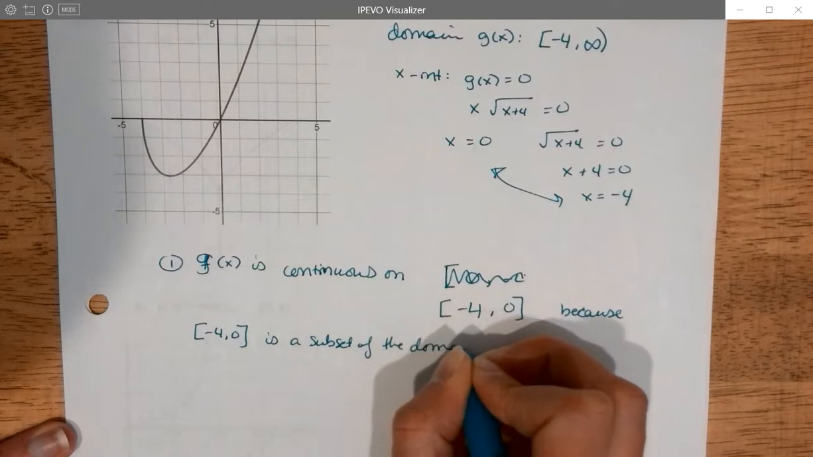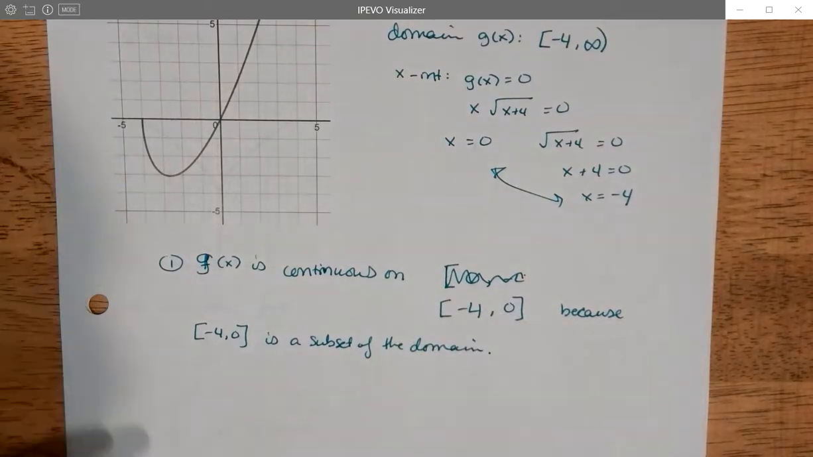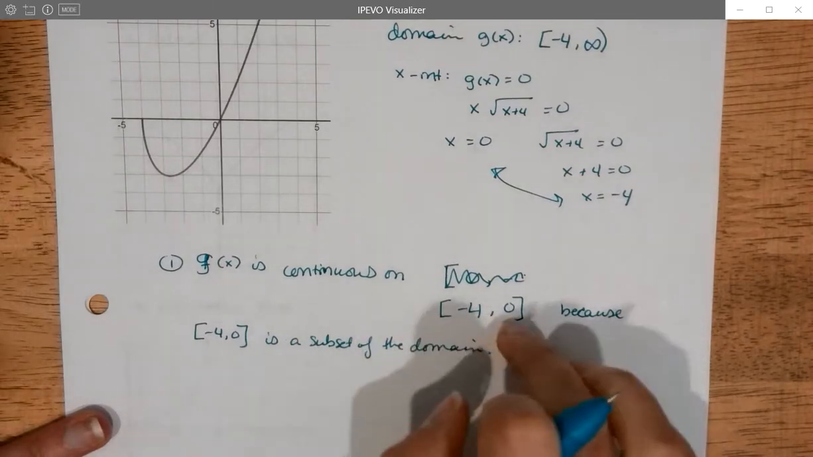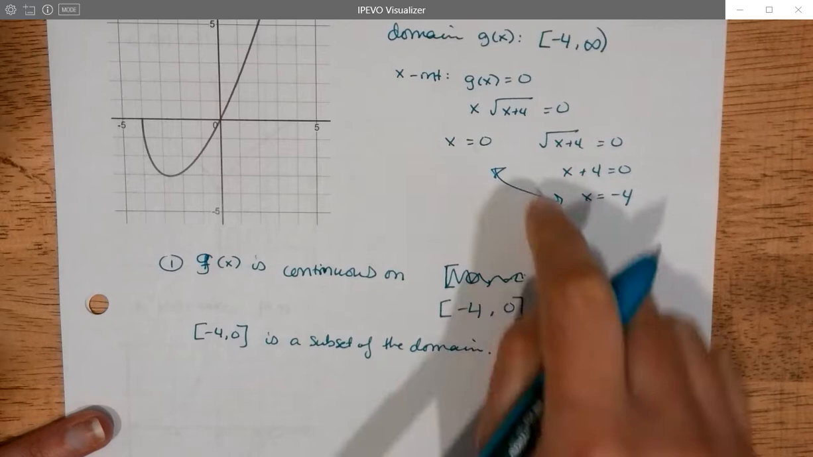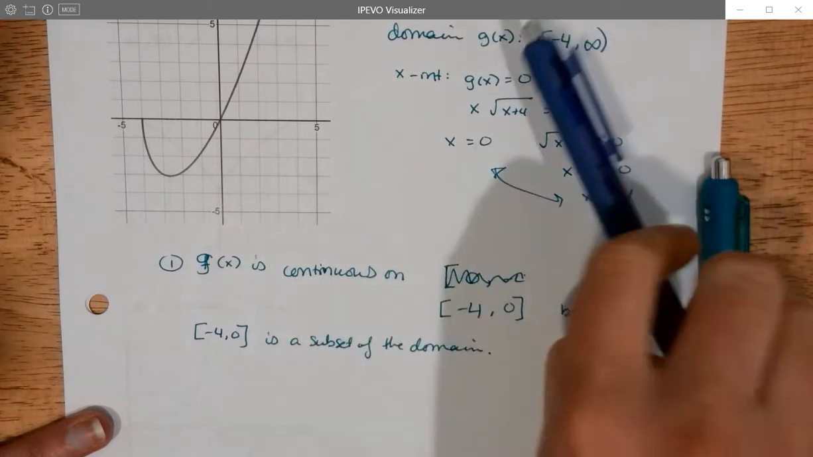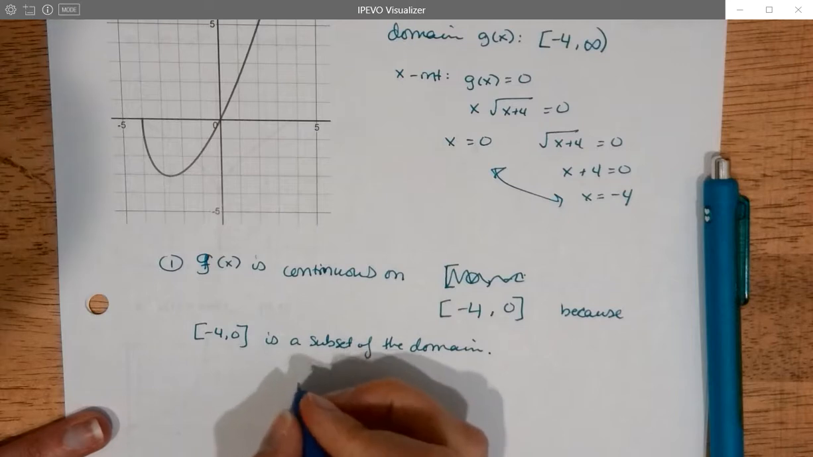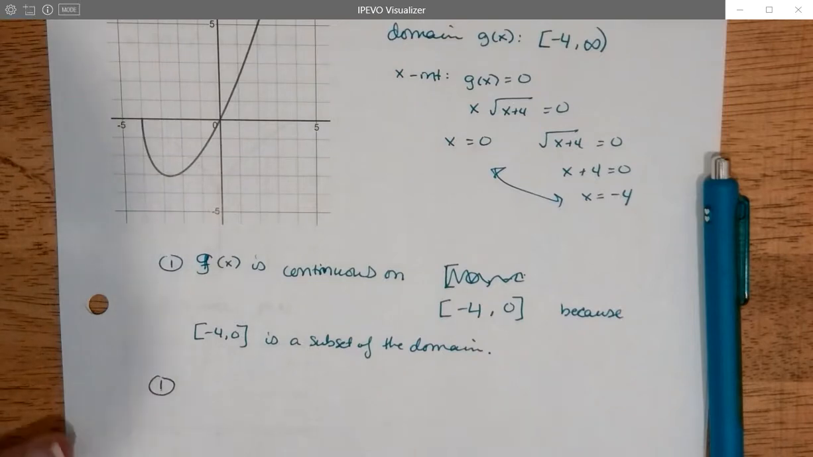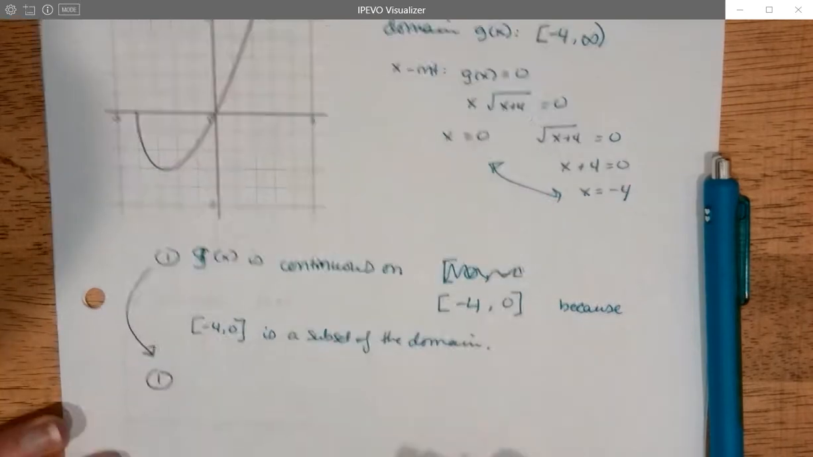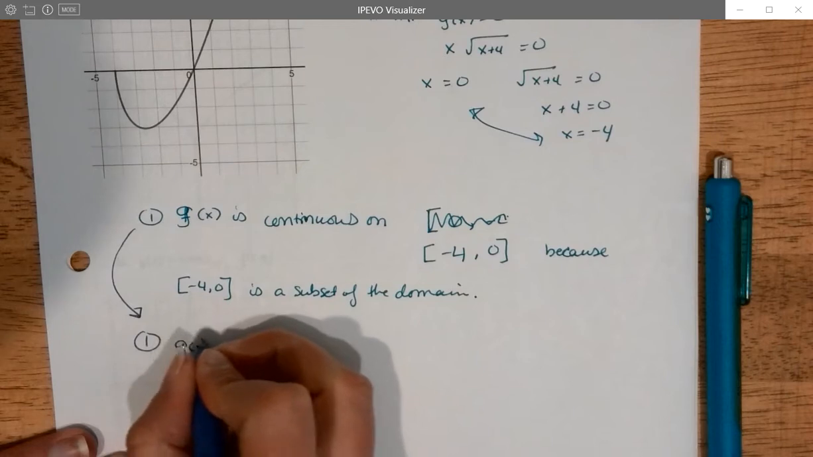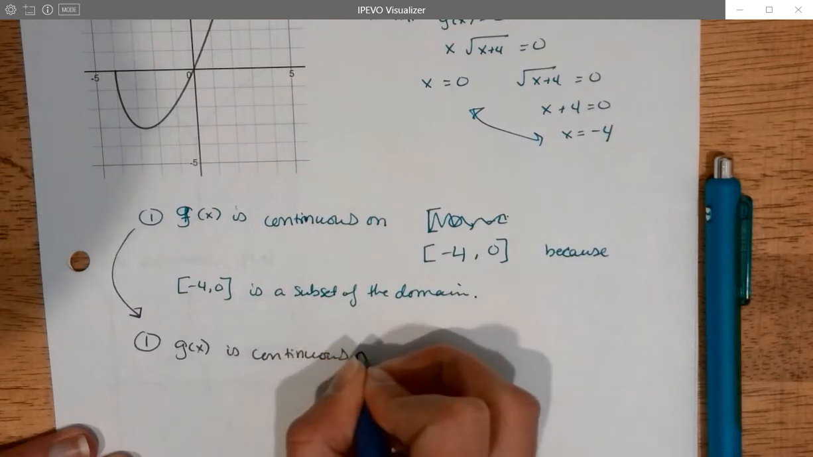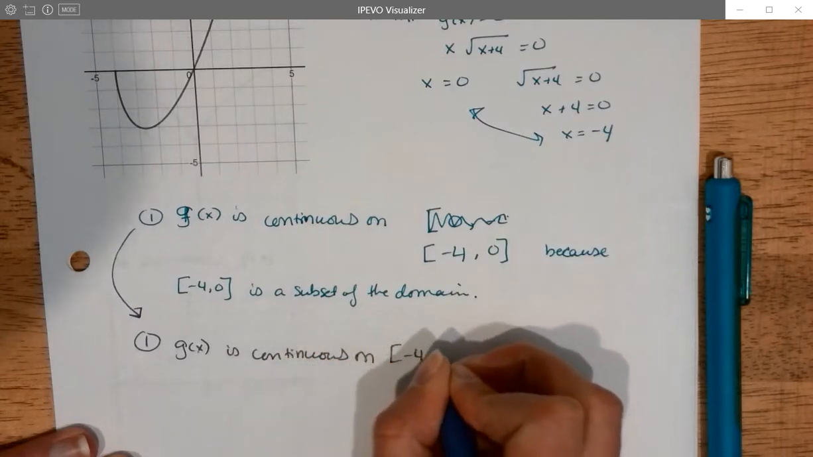I'm going to restate that again. Instead of saying it's a subset of the domain, I can just say that it's continuous on the interval -4 to 0 because it's continuous on -4 to infinity. So if I rephrase number 1 to make it a little easier to write, I'm going to say that g of x is continuous on -4 to infinity. That's the domain.